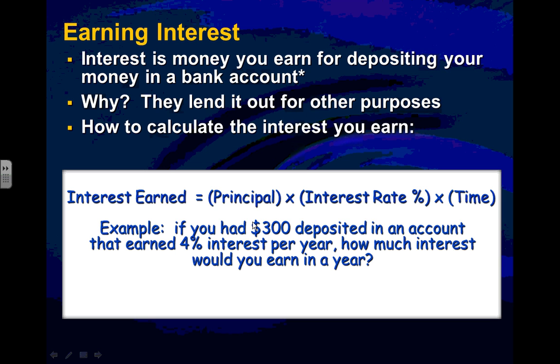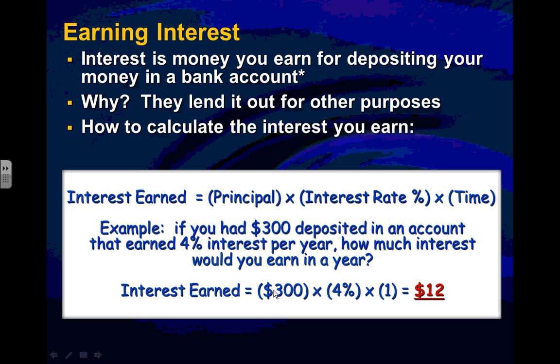So here's an example. If you had $300 deposited, that'd be your principal, in an account that earned 4% interest per year, and all these rates are annual, or per year, unless it says otherwise. The question says, how much interest would you earn in 1 year? Well, principal times interest times time is the formula. So the principal is $300. That's the principal amount you had deposited in the account.